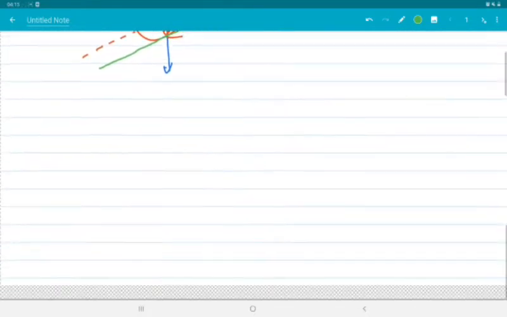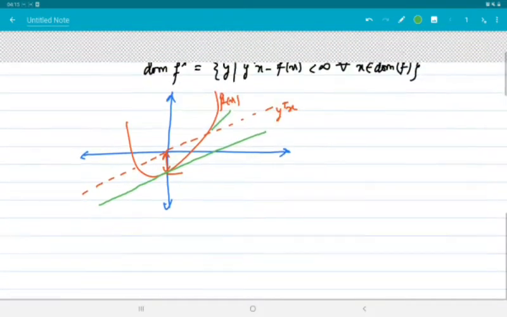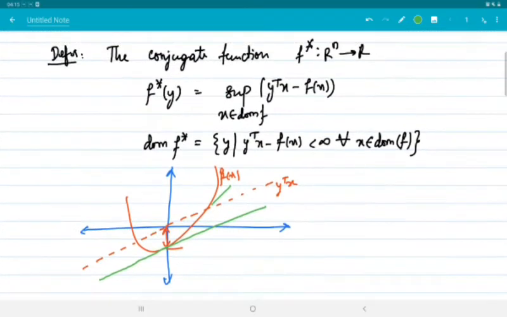You can immediately see that the conjugate of a function is always a convex function. It is always convex because what we are doing is taking the supremum over an affine family. We just saw in the last class that if we take the supremum over an affine family, the resulting function is always convex.